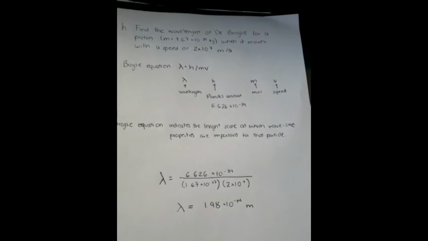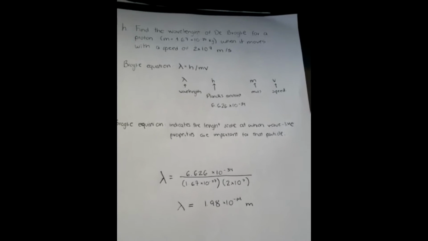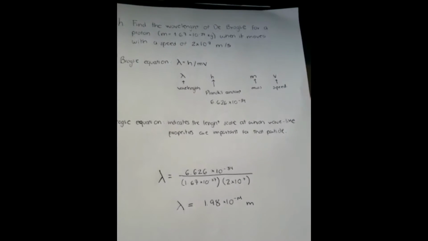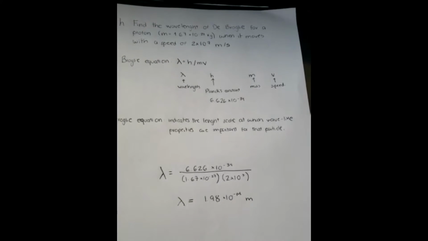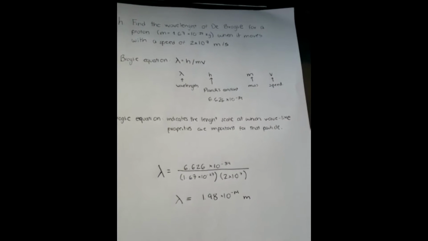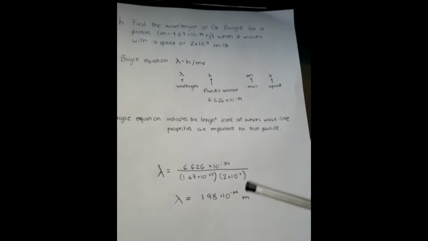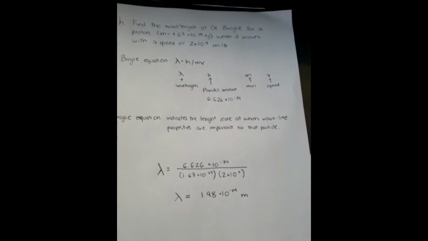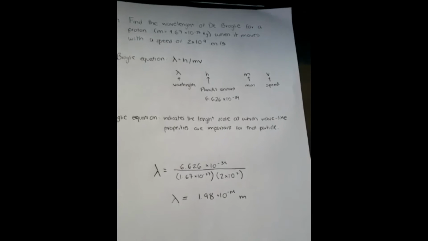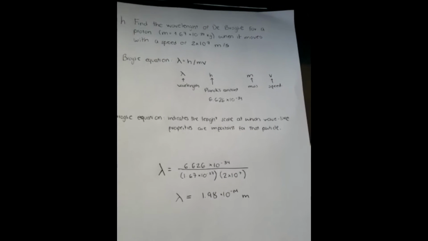Now, for solving our problem, we have the solution here. The wavelength is equal to the Planck constant divided by the mass, in this case the mass of the proton, times the speed that the problem gives us, that is 2 times 10 to the 7. And finally, our result is 1.98 times 10 to the minus 14.